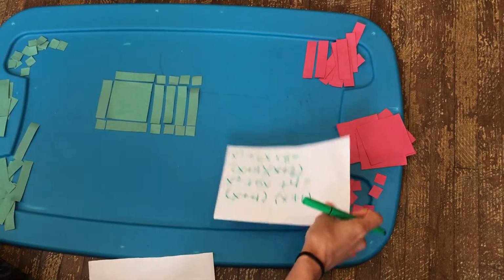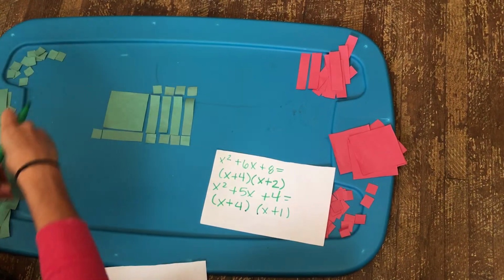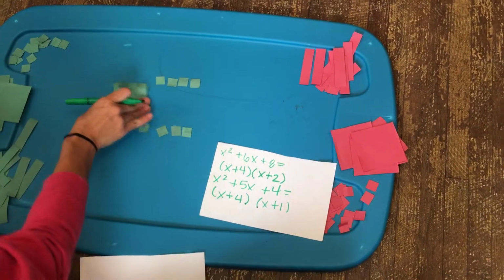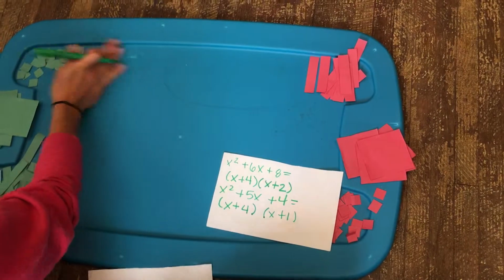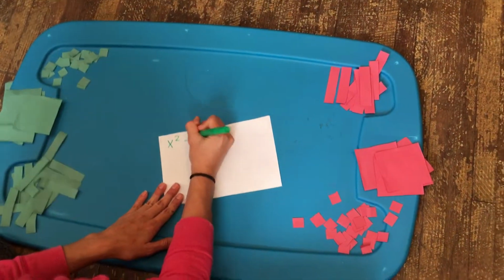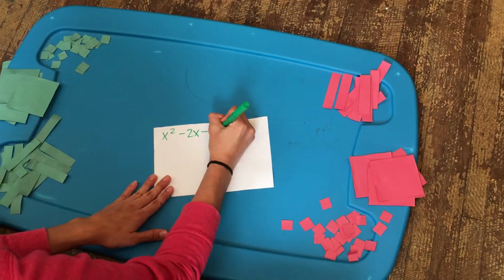All right, we're going to try it one more time. I'm going to end on a slightly more challenging example, but one that I think really drives the point home. The final one we're going to do today is going to be x squared minus 2x minus 8.